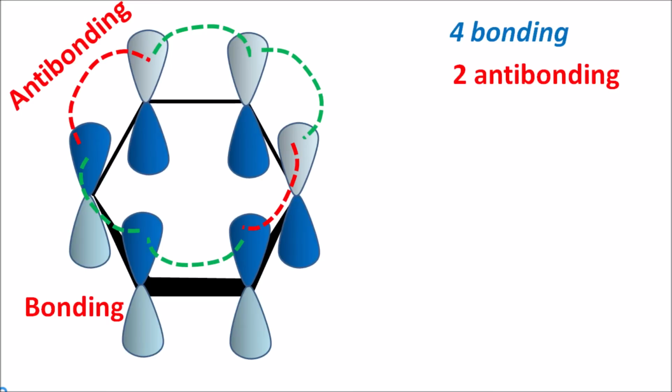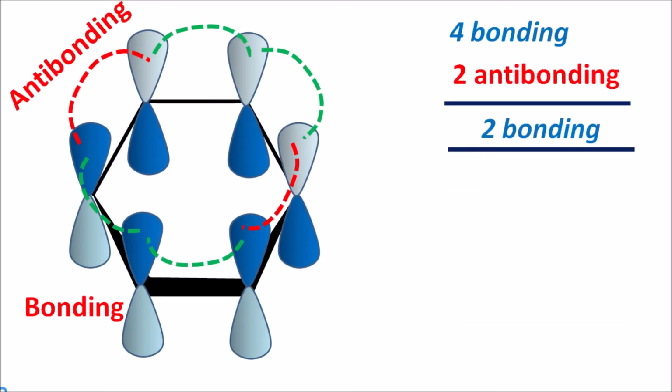Net effect is this molecular orbital is having 2 bonding interactions. Since bonding interactions are more compared to the anti-bonding interactions, this orientation forms bonding molecular orbital. Let us indicate this with symbol Psi2.